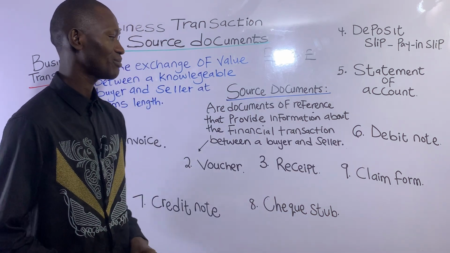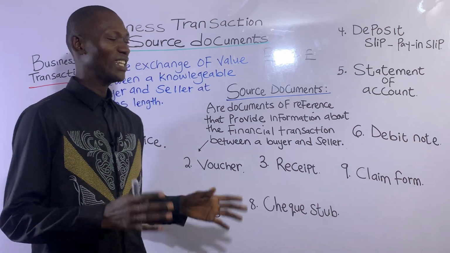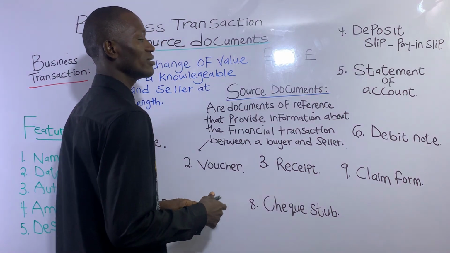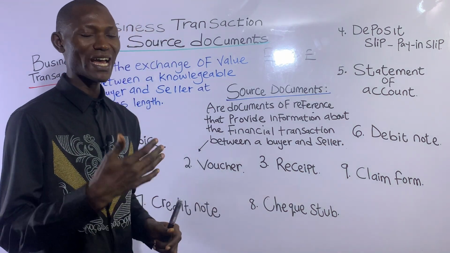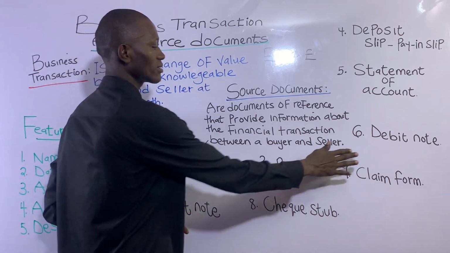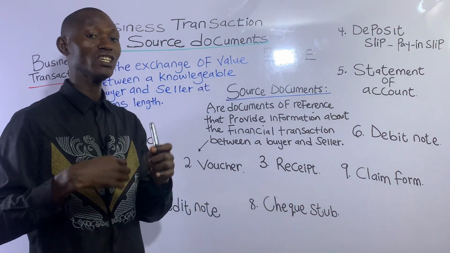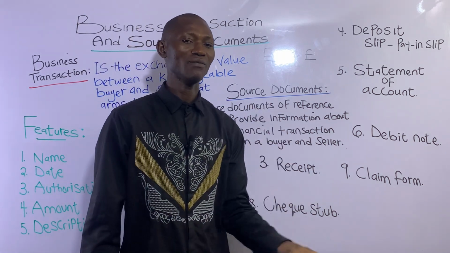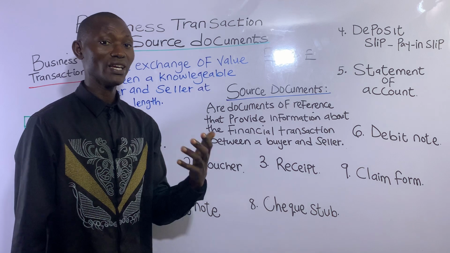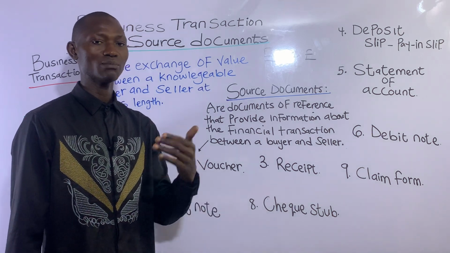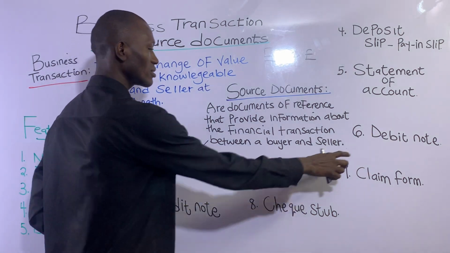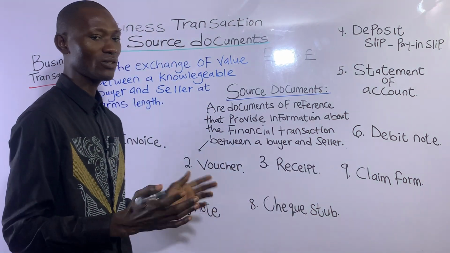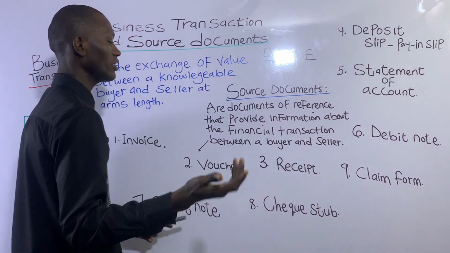Next, debit notes. A debit note is a form of invoice, and that's why we call it a supplementary or additional invoice. It is usually issued in addition to the original invoice, particularly when the account of the customer has been undercharged. So this debit note is used to correct an error of undercharge.